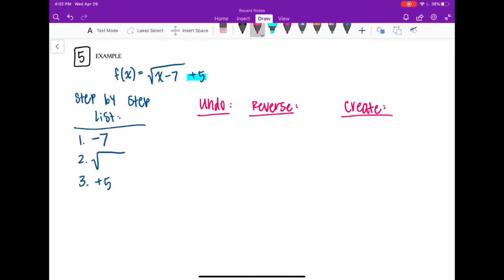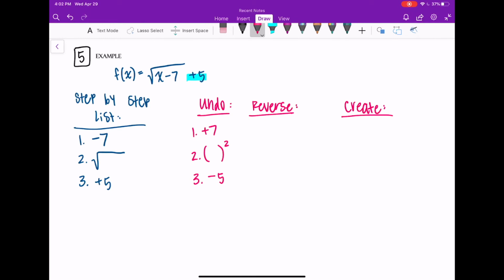Okay, so now we are going to go through our steps. The first step is to undo all of these operations. So how would we undo -7? +7. How would we undo a square root? Now, if you remember from a couple past lessons, we know how to undo square roots. We can square them, so we're going to write this as a quantity squared. And lastly, how do we undo a +5? We -5.